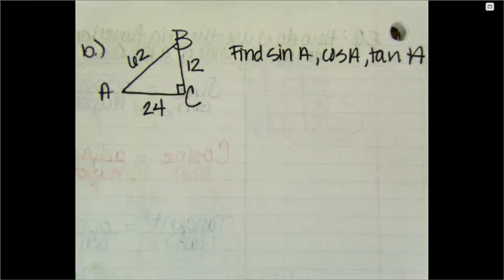All right, I have given you your triangle. I want you to find sine of A, cosine of A, and tangent of A. I want you to go through right now and label hypotenuse, opposite, adjacent. Before you even plug in, label hypotenuse, opposite, and adjacent. Go in that order.